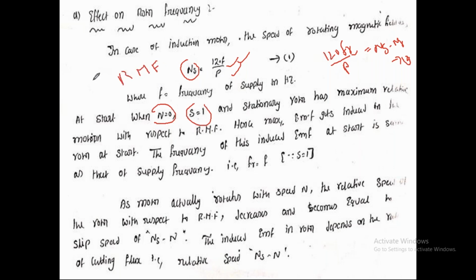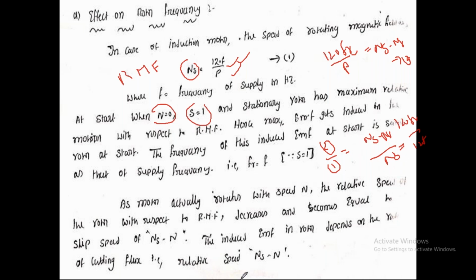In this condition the rotor does not rotate, so only the rotating magnetic field rotates. When the rotor starts rotating, we can represent Ns minus Nr is equal to 120 Fr by P. Okay? So this is the speed when the rotor gains its speed. Now let me divide equation 2 by equation 1. What you will get? Ns minus Nr divided by Ns is equal to 120 Fr divided by 120 F.